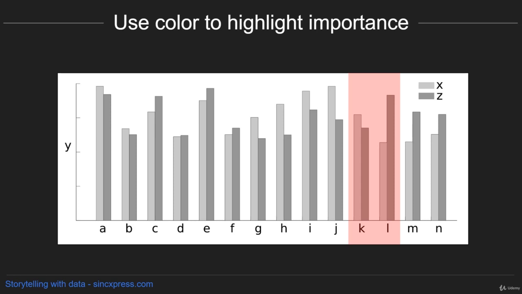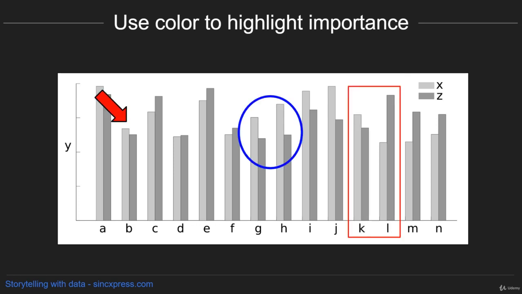The advantage here is that I can move the spotlight of attention around to different parts of the graph so that you know what to focus on as I tell different parts of the story and as different parts of the data become relevant. There are other ways to achieve the same effect. You can use arrows or bounding boxes or circles. That's up to you.